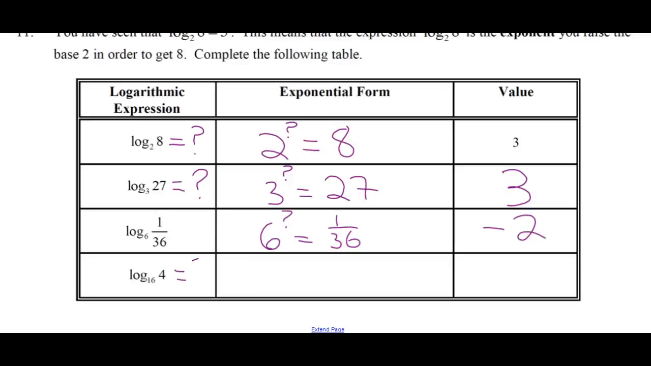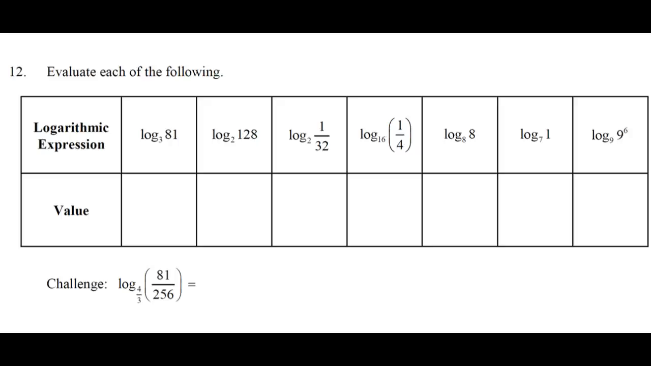16 to the power of something, so 16 to the something is equal to 4. What's the something? 1/2, right? The square root of 16 is 4. The exponent for square root is 1/2. All right? So far, so good.